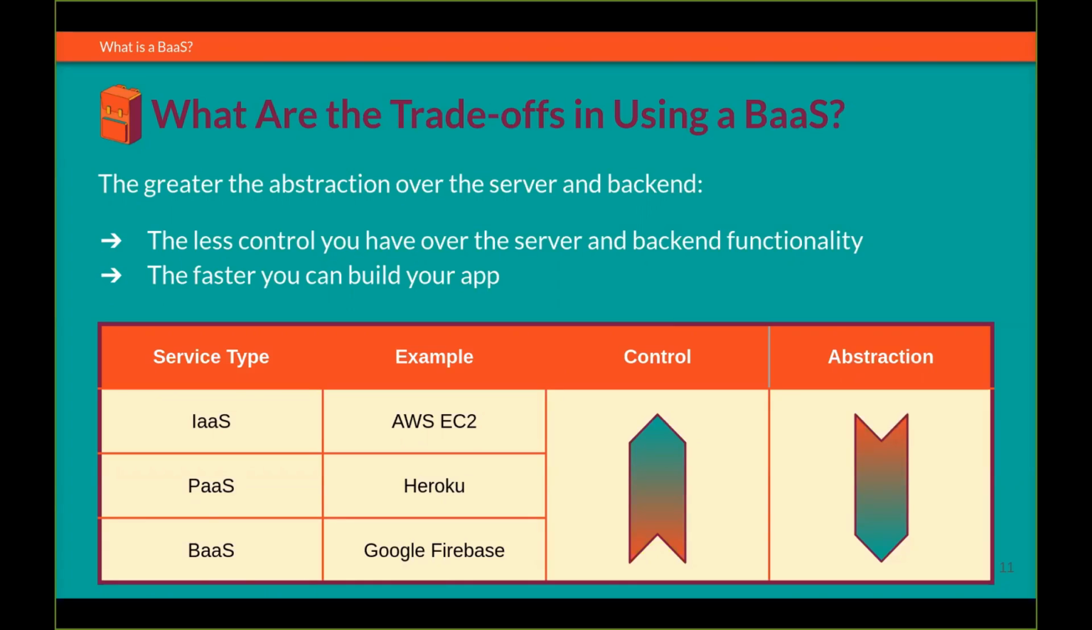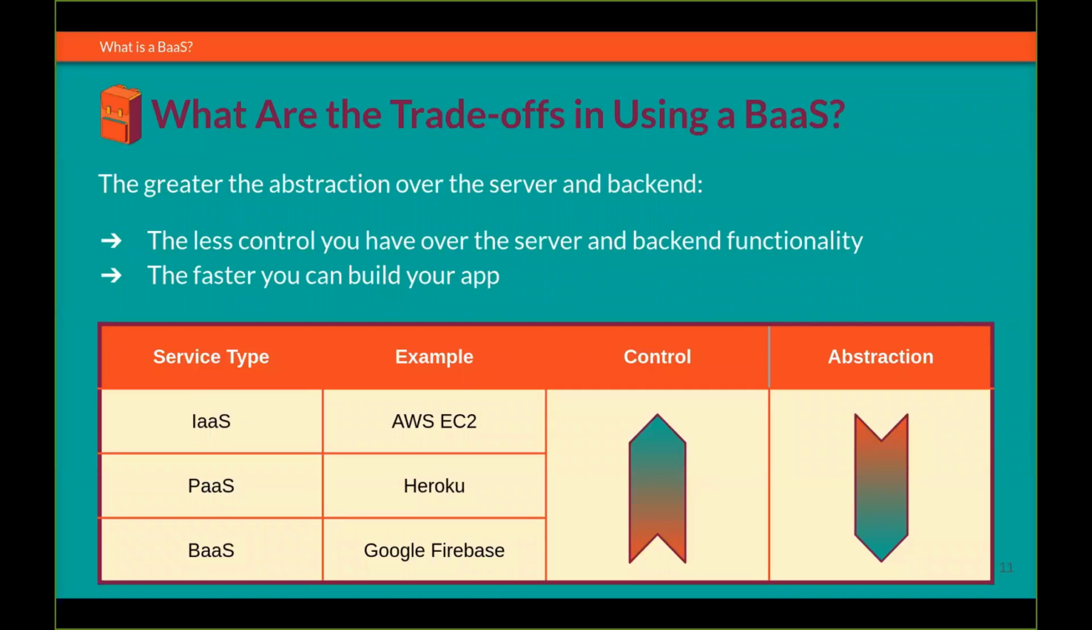So what are the trade-offs in using a BaaS? Because it's not for every situation. It does simplify things, but that comes at a cost. Generally, with these kinds of services, they provide an abstraction over the server and the back end. And the greater that abstraction, the less control you have over the server and back end functionality, but the faster you can build your app.